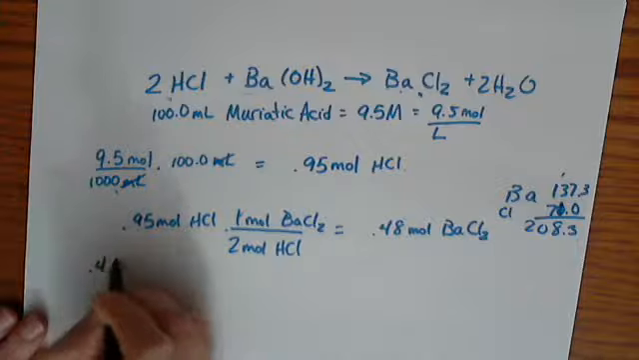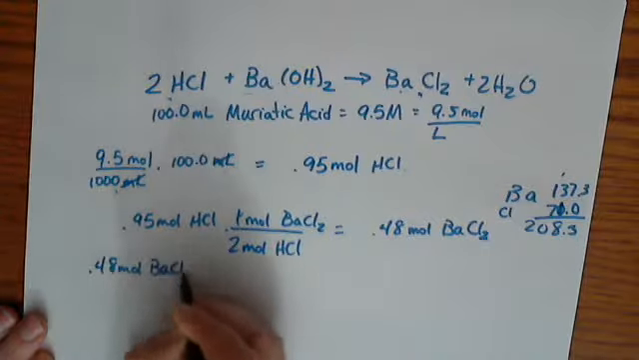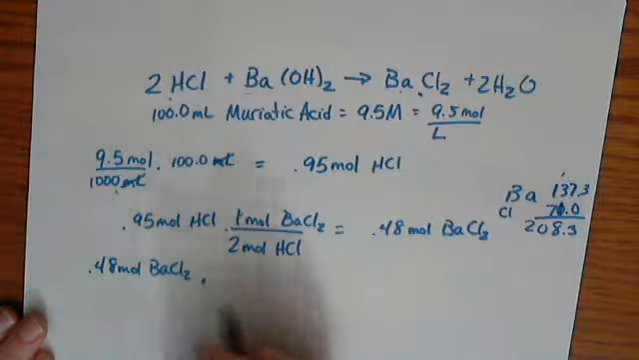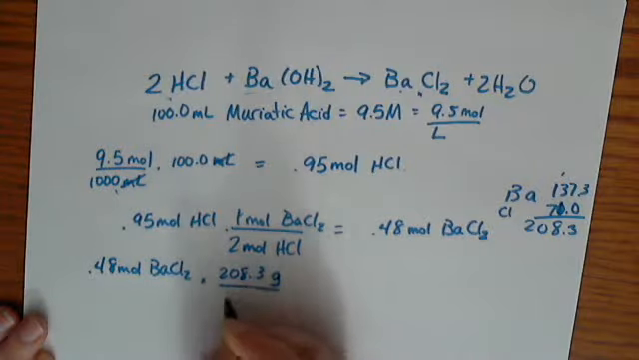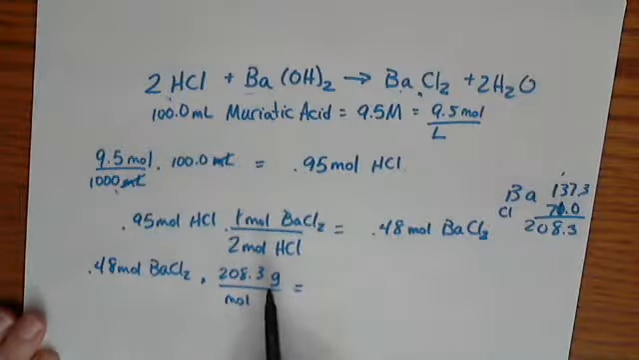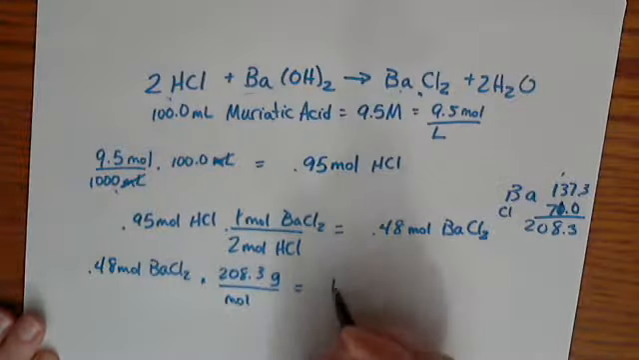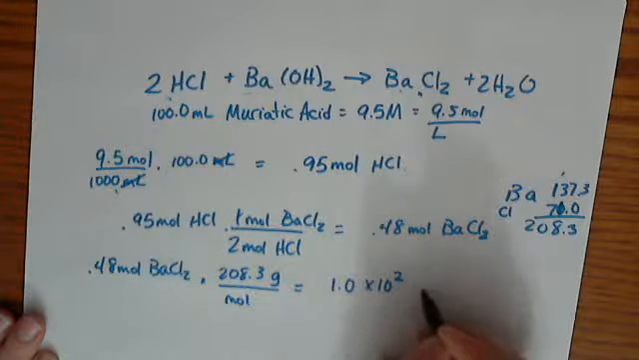So 0.48 moles of barium chloride is what I have. And I know that 208.3 grams of barium chloride for every 1 mole of barium chloride. And when I multiply these out, I'm going to get 1.0 times 10 squared grams of barium chloride.